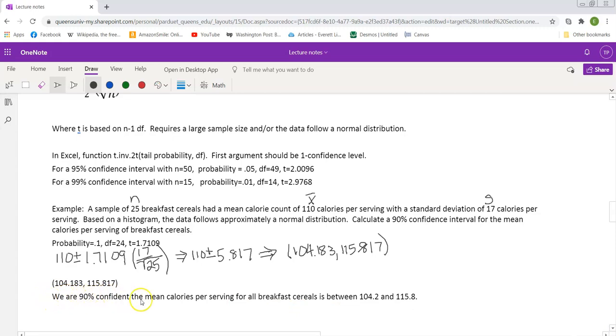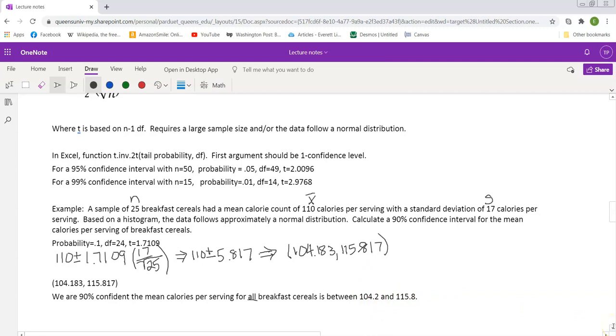And down here we've got our interpretation. We are 90% confident that the mean calories per serving for all breakfast cereals is between these two calorie counts. Okay, and I rounded that there. I probably shouldn't have.